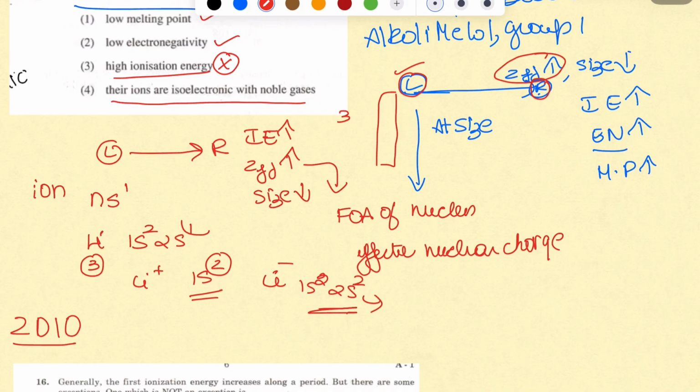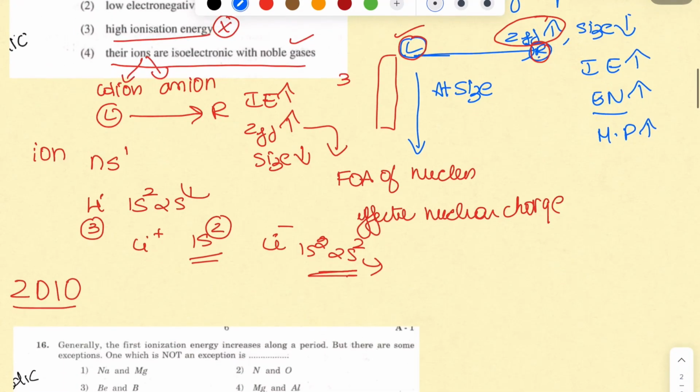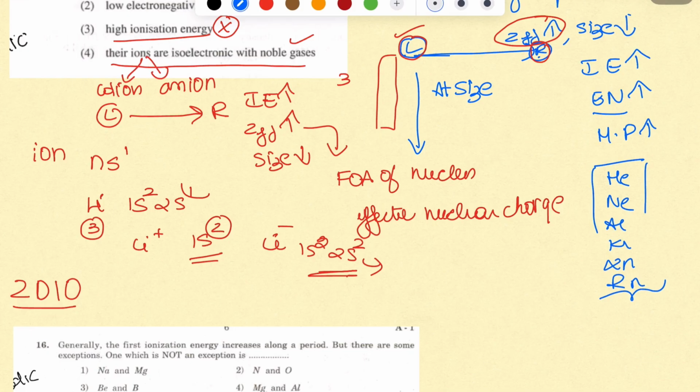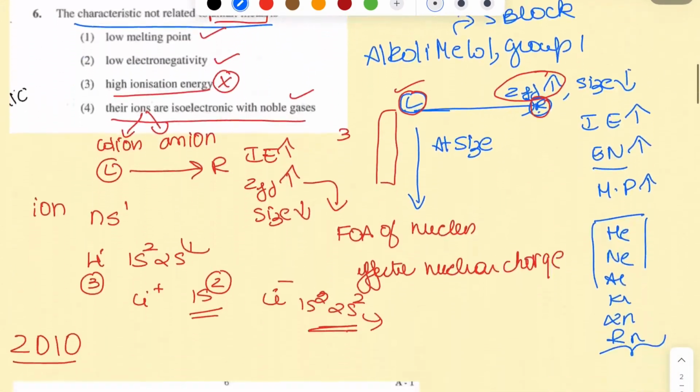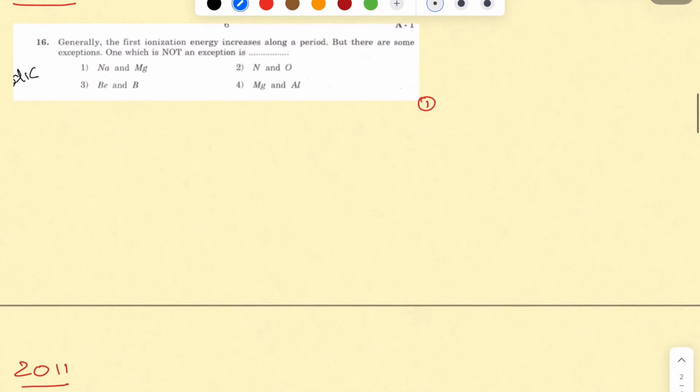So if you make it a cation, or if you make it an anion, it will be isoelectronic. Isoelectronic means having the same number of electrons. Whether cation or anion, the number of electrons will be the same as that of a noble gas. What are the noble gases? Noble gases are helium, neon, argon, krypton, xenon, and radon. All these have fully filled electron shells. These are inert, they don't form bonds, and they are called noble gas configuration. This is the 2009 question paper. Let's see the 2010 question paper.